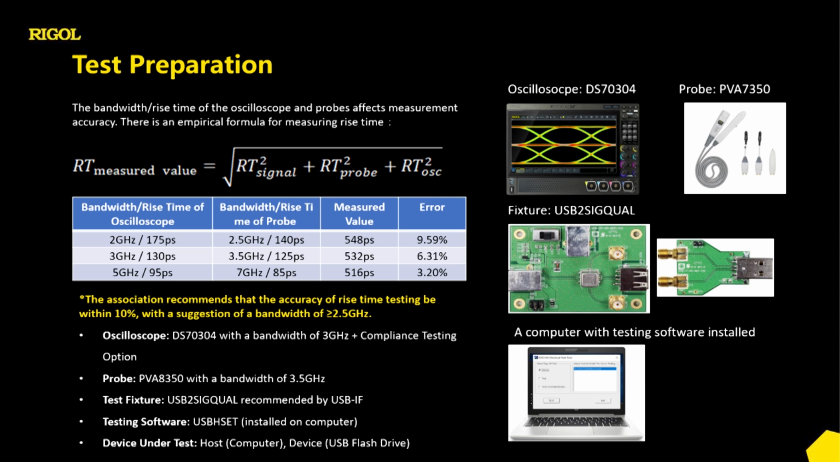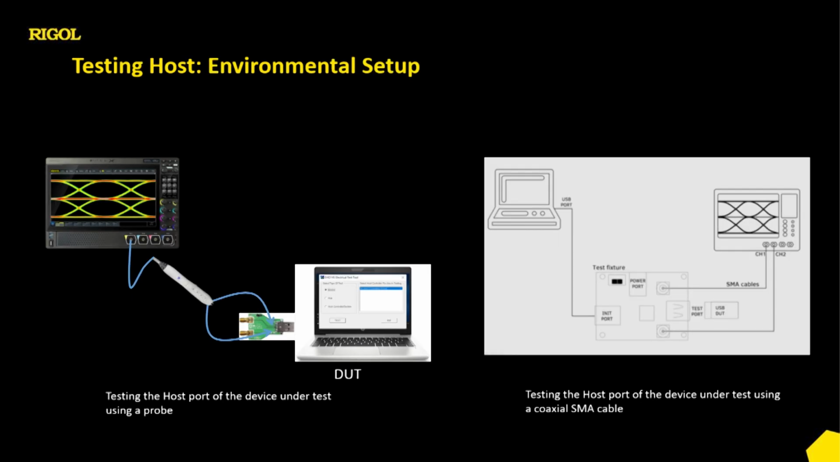Preparation for testing: according to the association's request, our recommendation for oscilloscope and probe bandwidth is above 2.5 GHz, so we chose the Rigol DS70304 with 3 GHz bandwidth and the PVA8350 with a 3.5 GHz bandwidth differential probe. In addition, we need USB test fixtures and computers with test software. Let us start with host testing.